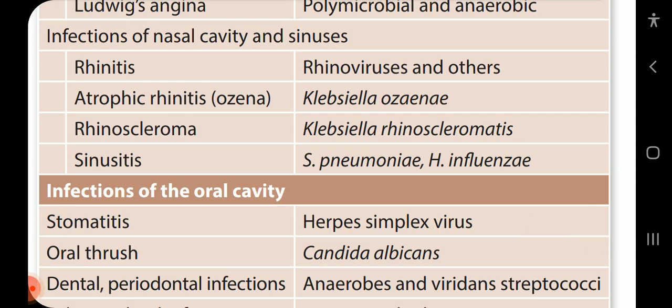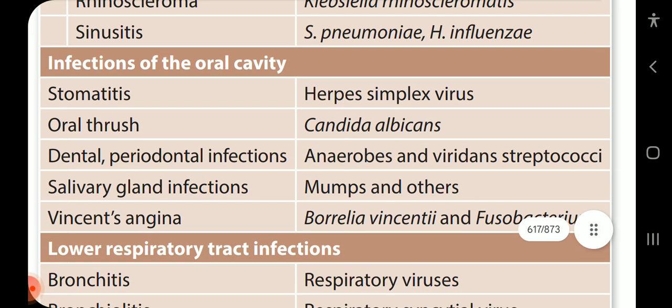Infections of nasal cavity and sinuses: rhinitis, by rhinovirus and others; atrophic rhinitis, ozena, by Klebsiella ozaenae; rhinoscleroma, by Klebsiella rhinoscleromatis; and sinusitis by Streptococcus pneumoniae and Haemophilus influenzae. Now, infections of the oral cavity: stomatitis by herpes simplex virus, oral thrush by Candida albicans, dental and periodontal infections by anaerobes and viridans streptococci, and salivary gland infection by mumps and others.